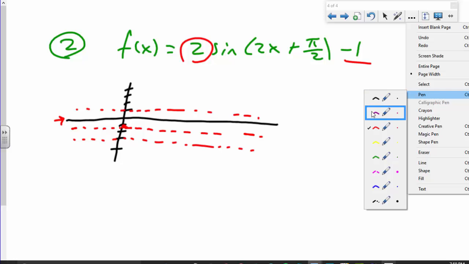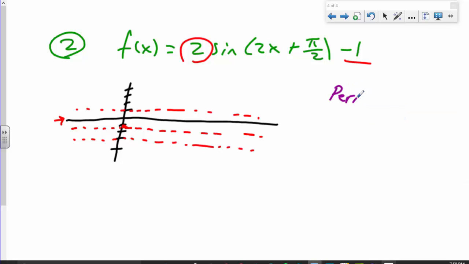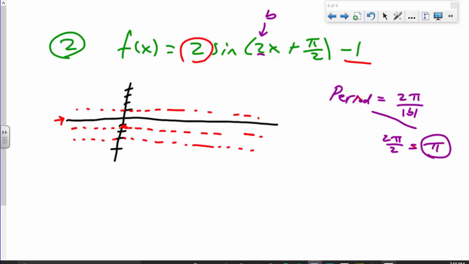And I'm going to go ahead and find my period. My period for this sine function is 2 pi over the absolute value of b. And b is, of course, this number here in front of x. So it's basically 2 pi over 2, which is pi. This is the period right here. So I'm going to mark the period on my graph. I say, okay, that's pi. And then I'm going to quarter it. So half of pi is pi over 2, and half of pi over 2 is pi over 4, and in between here is 3 pi over 4.